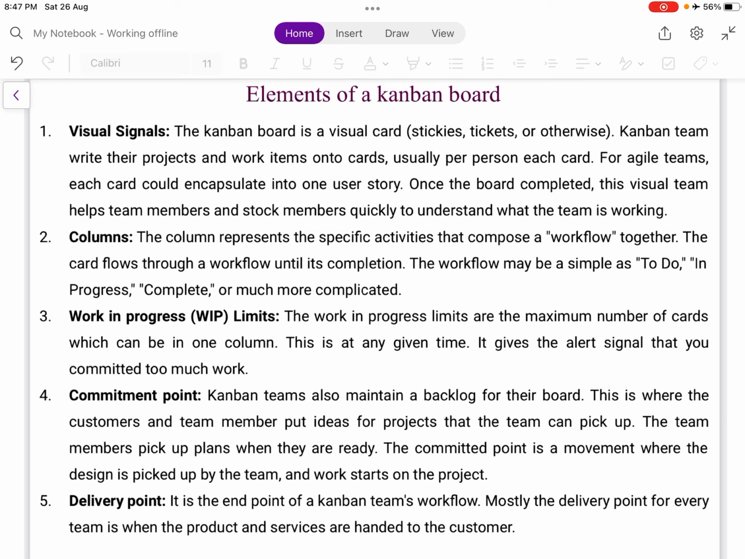Third, delivery point. The end point of a Kanban team's workflow, mostly the delivery point for every team, is when the product and services are handed over to the customer. So you deliver to the customer. Commitment means you start the work. You pick up a design and start the work immediately.